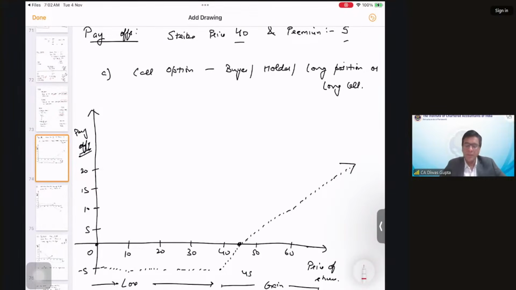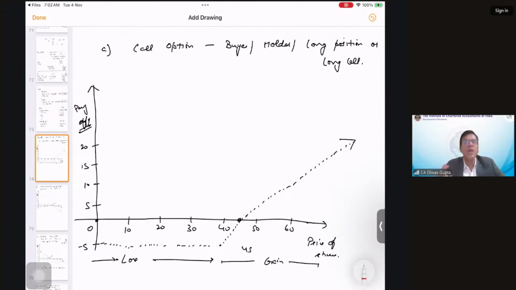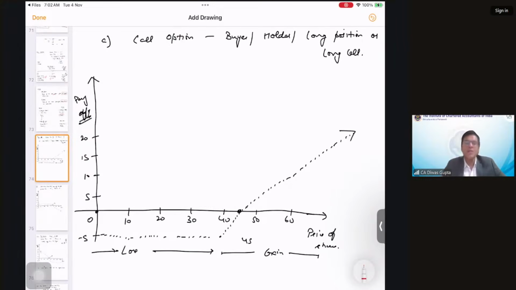Call option, who is the buyer, the holder. This is from the perspective of the call option holder or a call option buyer, whom we call as having a long position in call option. So in this case, if the price is up to the strike price, up to 40, there was a good amount of loss. The loss was constant at the 5 rupees of premium. The moment the price kept on increasing, the payoffs will also increase, right?